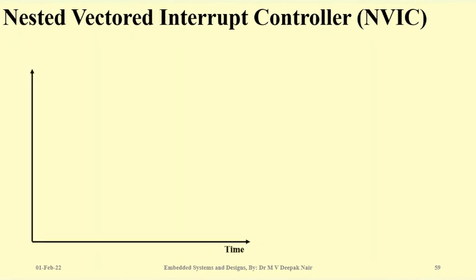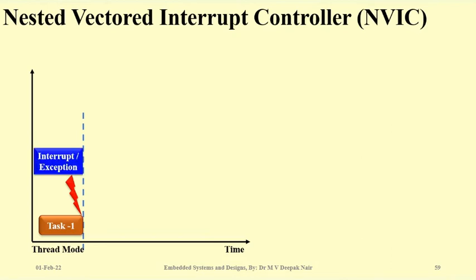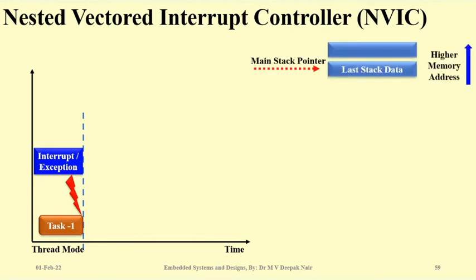Okay, so if you see it graphically, this is the way it is done. Suppose the microcontroller is doing task 1, and suddenly after completing task 1, it has to go for the interrupt. An interrupt or exception is generated. The microcontroller will take some time to store the current data. The program is here. All the relevant data related to the current program has to be stored in the stack.